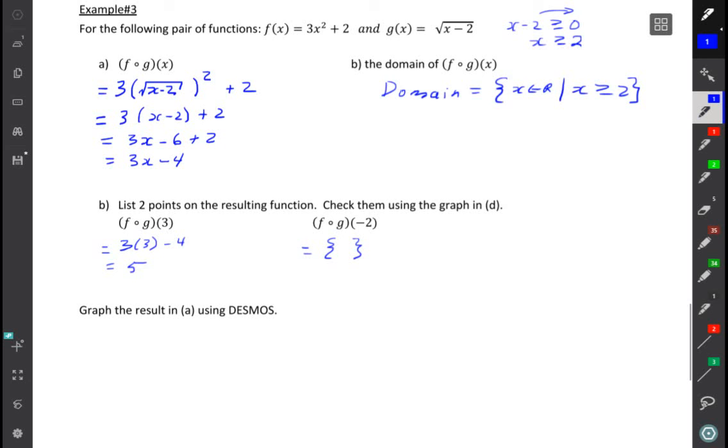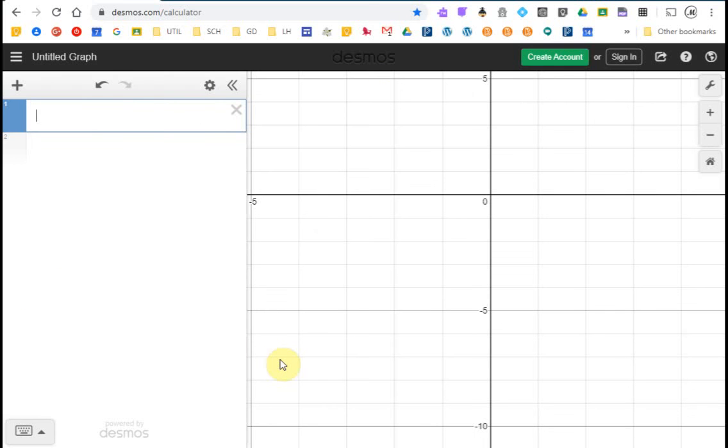So the last step will be to graph this. And graphing a linear is very straightforward to us. We're still going to use Desmos, but keep in mind that we're going to have to keep this domain satisfied when we graph this. Coming over to Desmos, the equation is y equals 3x minus 4.